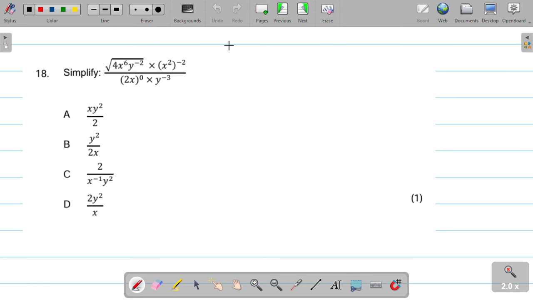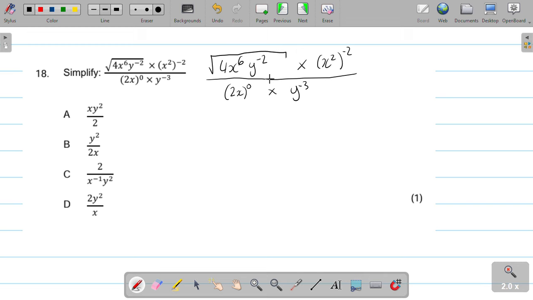Okay, let's look at this tough one. Okay, so we have a square root, right, of this thing here, multiplied by this, and then all over, that's our numerator, and then all over this multiplied by the y to the negative 3. So let's start off with just simplifying what we can. So we're going to start over here.